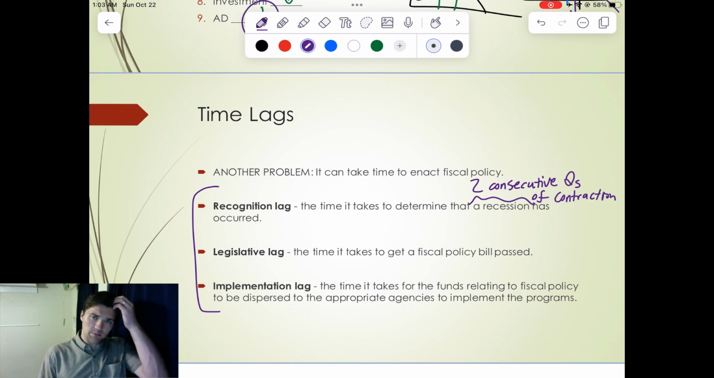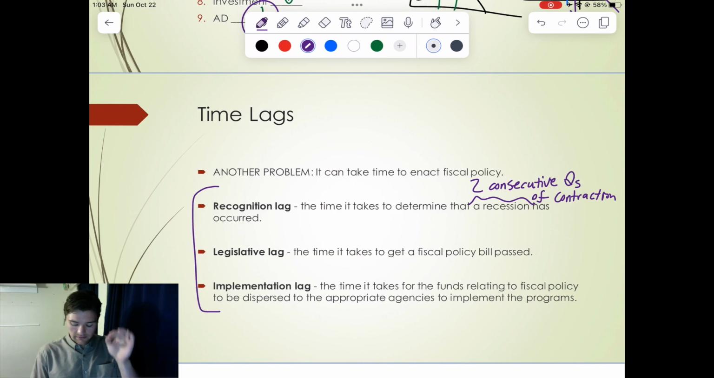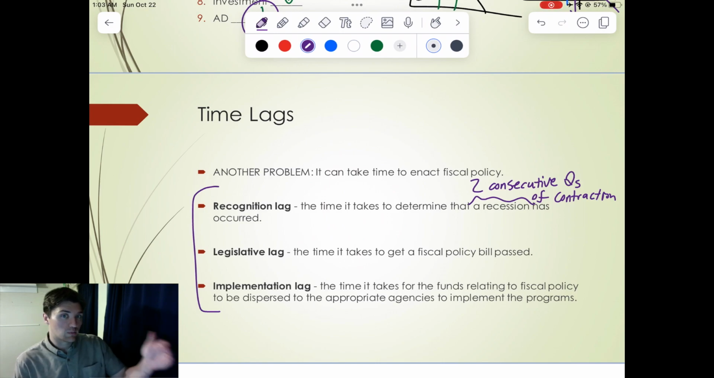And the last thing is the implementation lag. So the time it takes for the funds relating to fiscal policy to be dispersed to the appropriate agencies to implement the programs. So, that's going to take a while. Once the government actually decides what to do, now they need to figure out, okay, where's the money go? And then from there, how quickly do those people give the money out? Okay? And then from there, how quickly do those people spend the money? Because that's where the multiplier effect kicks in. So the implementation lag has many steps in that, and that takes time as well.